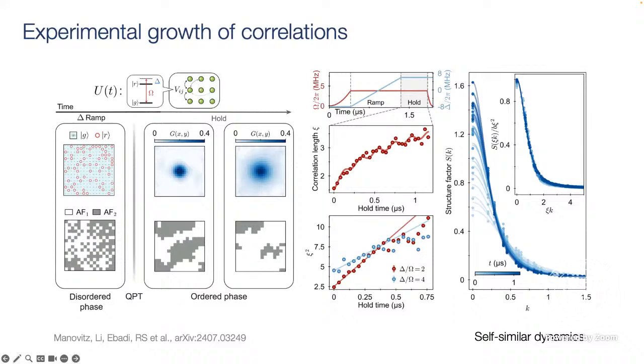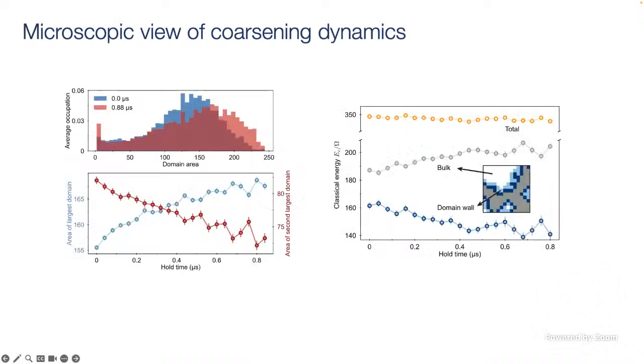All right. So I've shown you that the correlation length grows. Great. That is what we would expect. But let's look at this a little more carefully by going real deep into the microscopics. On the first plot, I'm plotting the average occupation as a function of the domain area. So what this is telling you is essentially a histogram of the distribution of domain sizes. And I'm plotting that for two different times, early times in blue and late times in red.